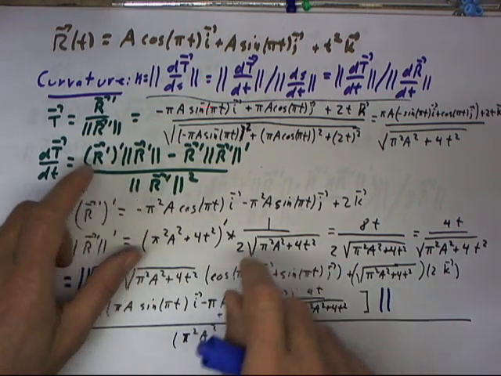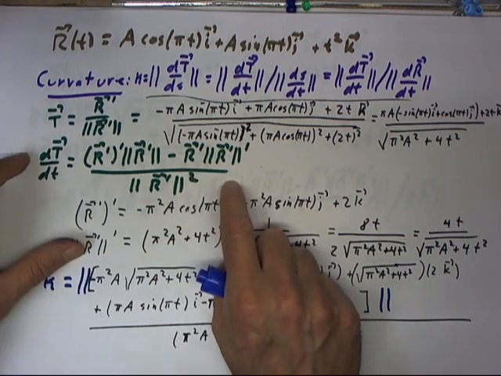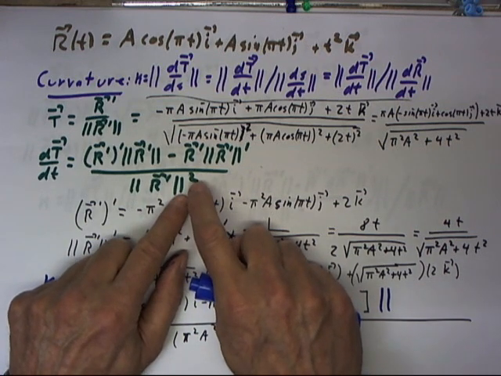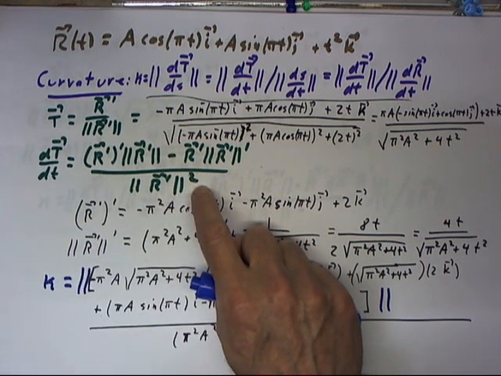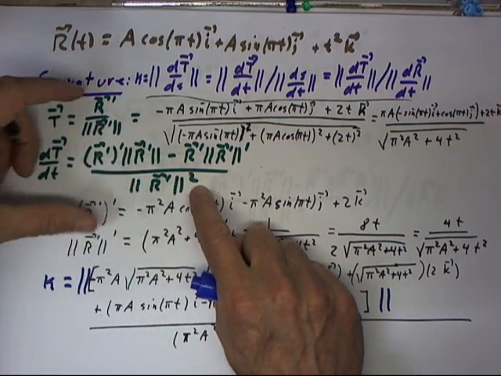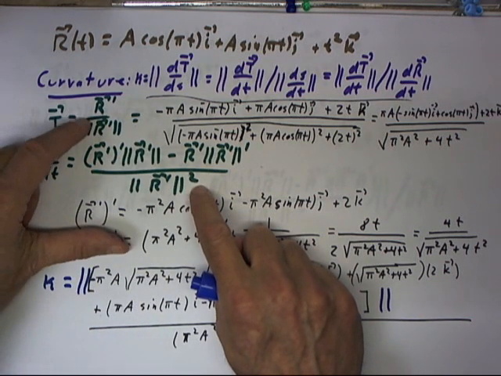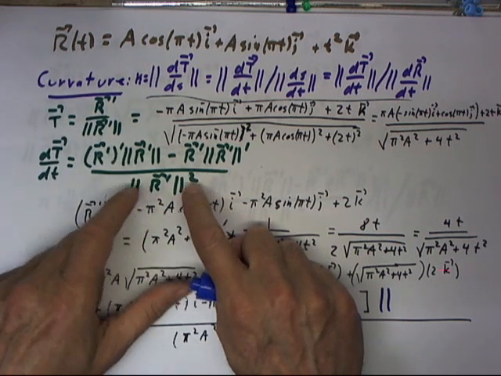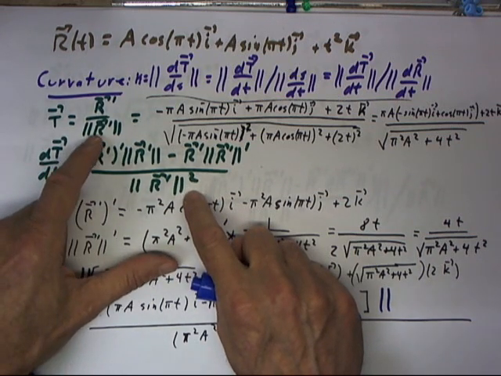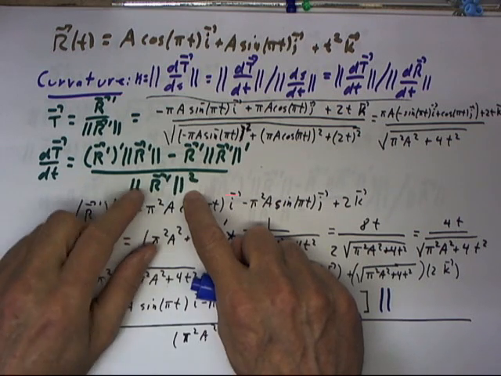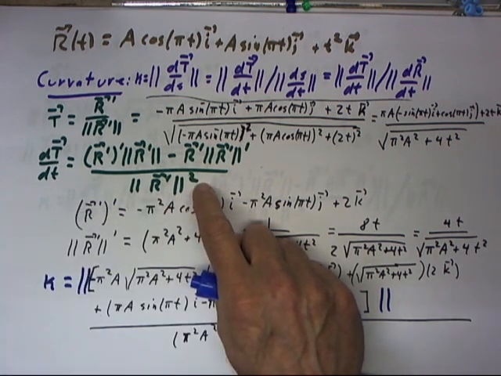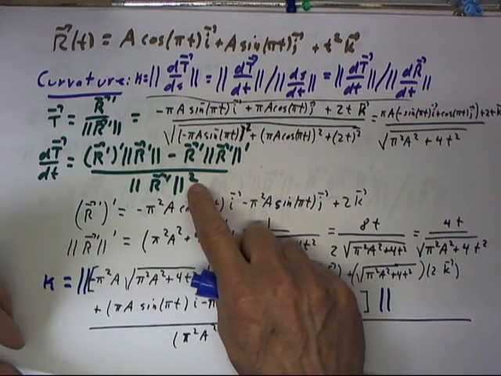There was an error on the last clip. This magnitude of r prime should be squared in the denominator here, because remember where this came from. We were simply writing out the quotient rule expression for the derivative of the unit tangent vector, and the denominator is clearly going to be the square of the denominator. We're going to get another r prime, and we're going to end up with an r prime cubed in a minute, but we're not there yet.